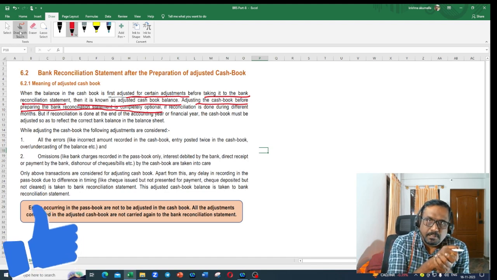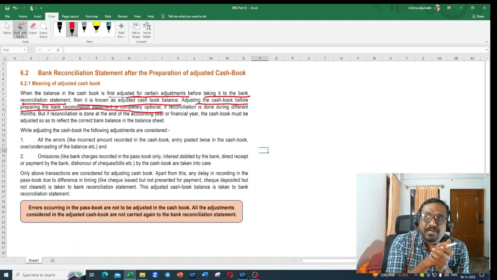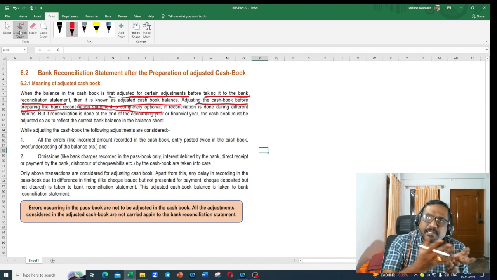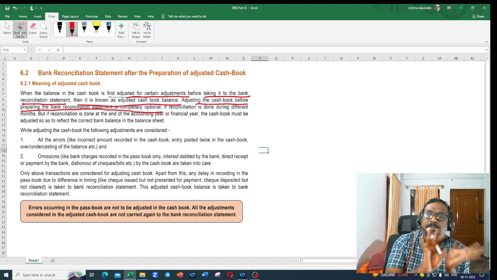This is optional. But for students, though it is optional, in our examination they can say, first adjust the cash book balance and prepare the bank reconciliation statement. In the examination, they can give that question. They will test your knowledge. So for that purpose, you need to understand how to make the adjustments in the cash book. That is the reason I'm explaining this.